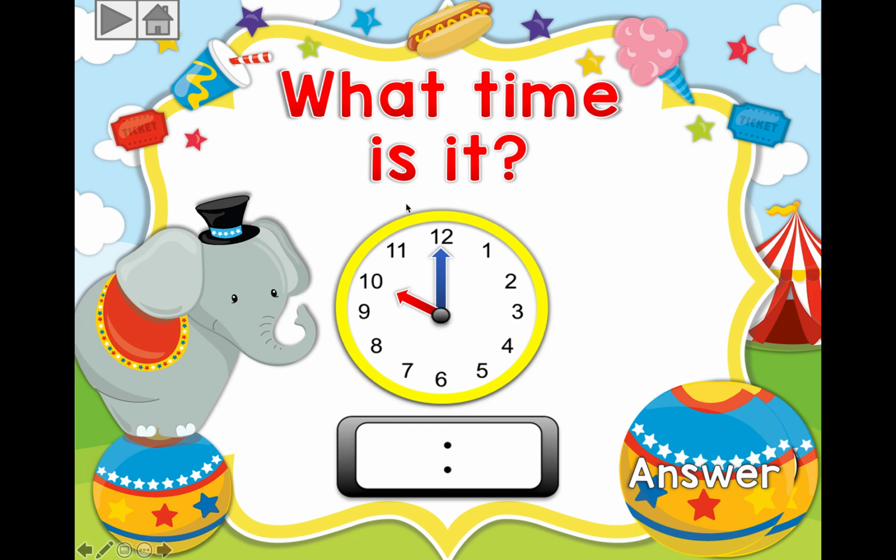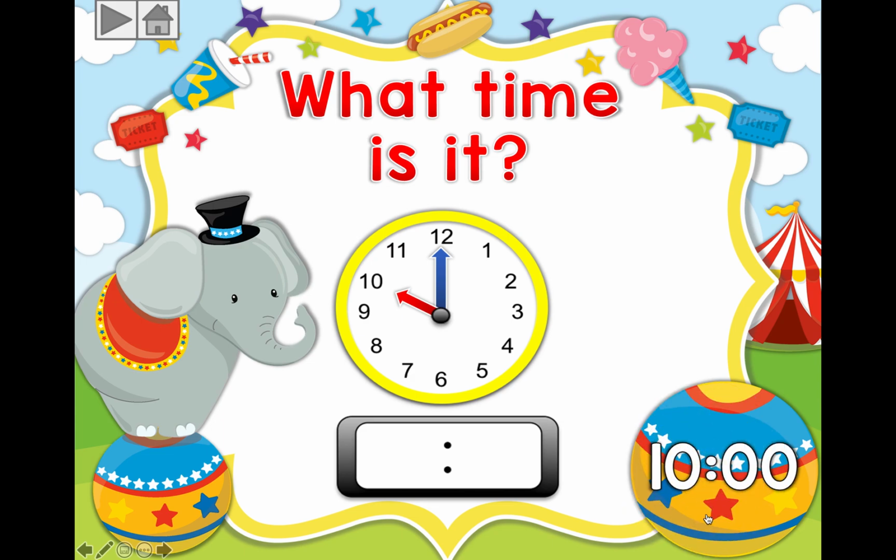How about this clock over here? Our minute hand is on the 12. Our hour hand is on the 10. So our time is 10 o'clock. And we write it with a 10 and our 00. That shows 10 o'clock in digital time.